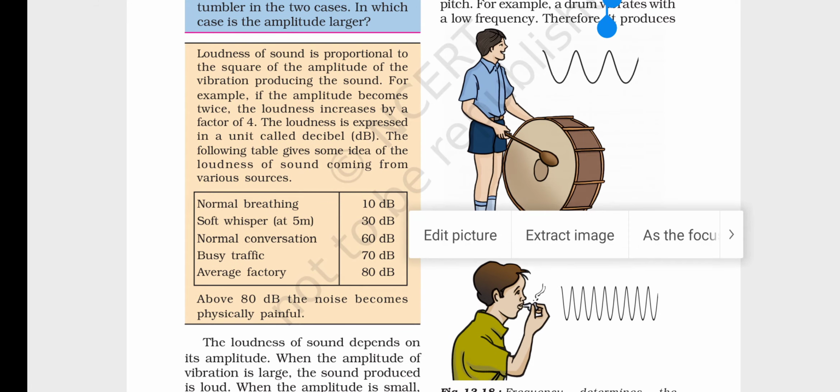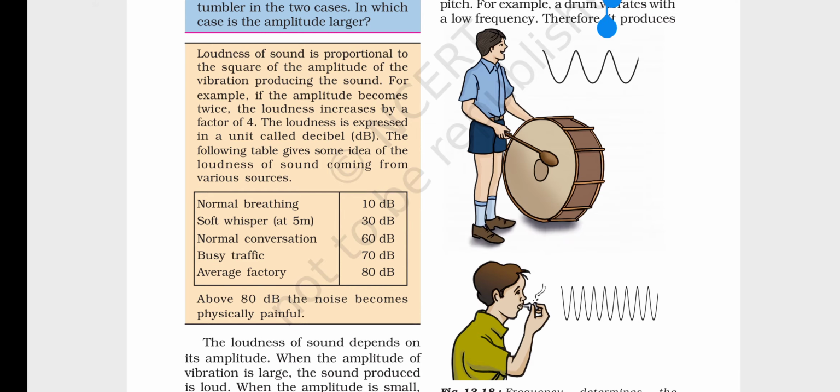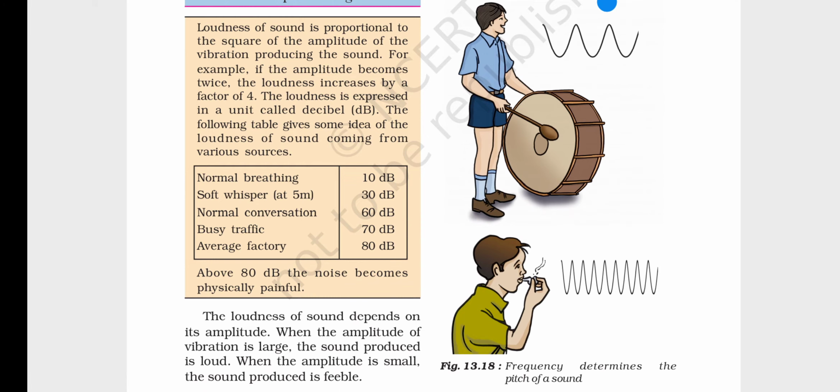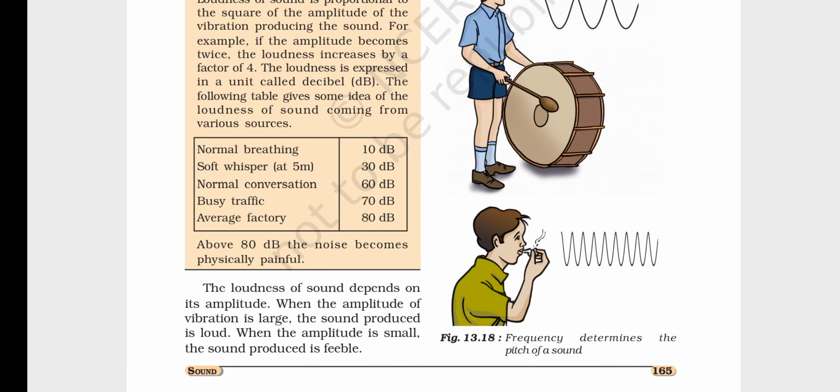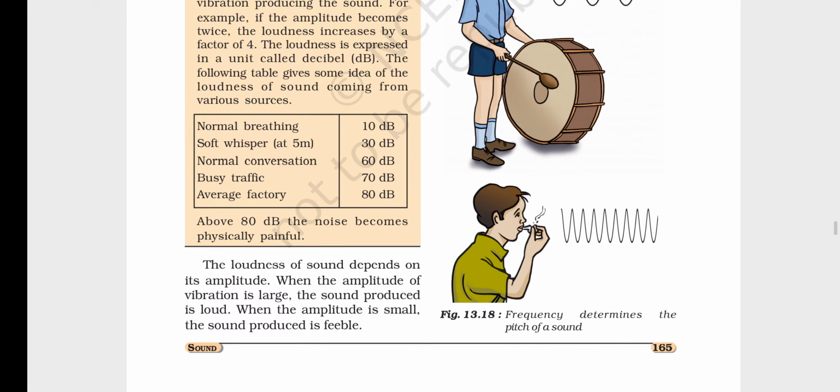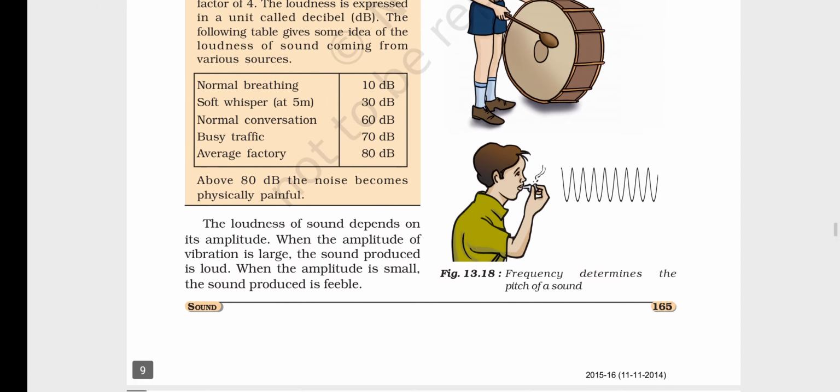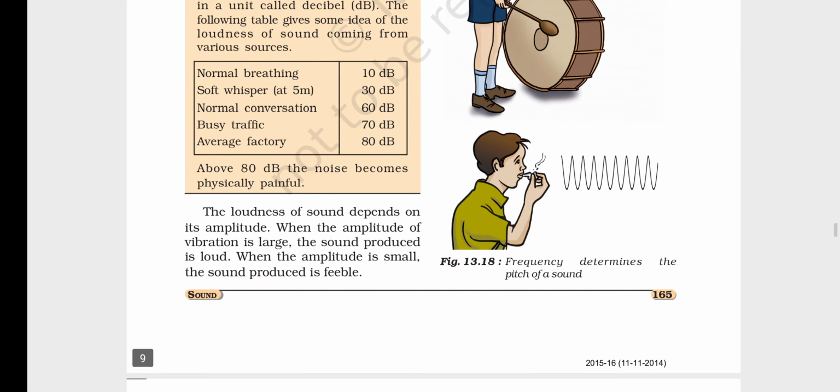By this activity we can understand that the loudness of sound is proportional to the square of the amplitude of the vibration producing the sound. For example, if the amplitude becomes twice, the loudness increases by a factor of 4. The loudness is expressed in a unit called decibel, that is small d capital B. The following table gives some idea of the loudness of the sound coming from various sources.